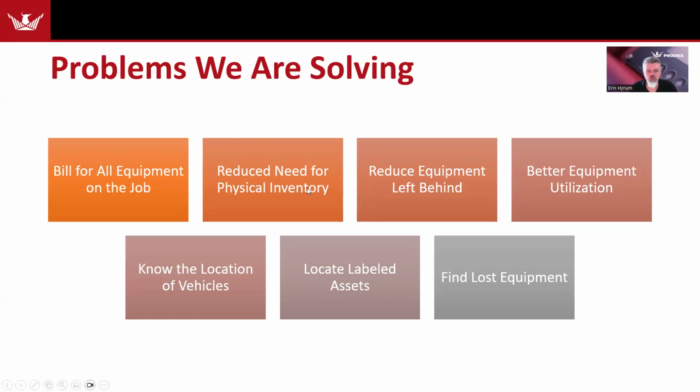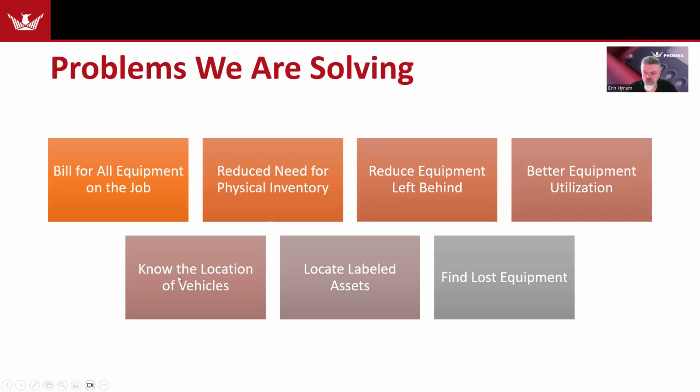The reduced need for taking physical inventory counts. We can export the inventory at any time, and you'll have the names of the equipment, the serial numbers, and everything you need. Reducing equipment left behind at job sites. And I'm going to show you how you can use the system to help with that, to reduce this problem. You can get better equipment utilization. We're working on a dashboard that's actually going to show you your utilization in real time. It could help you understand if you need to buy equipment of a certain type.